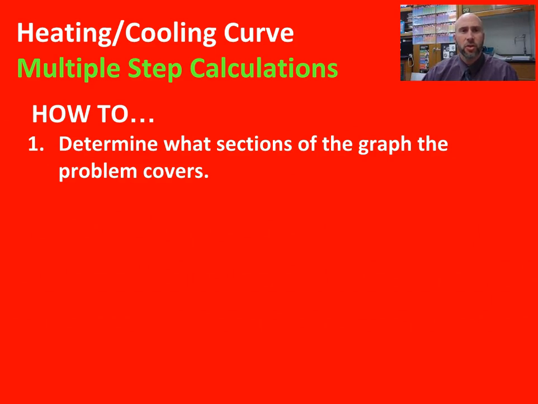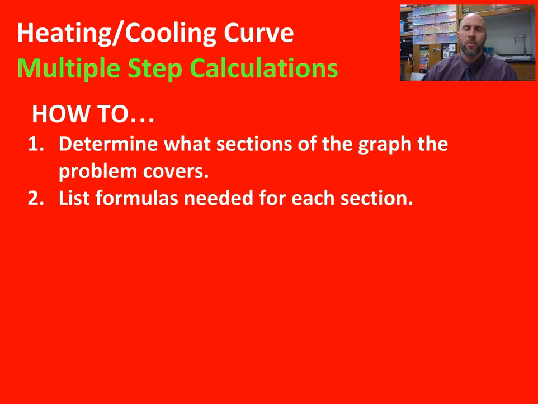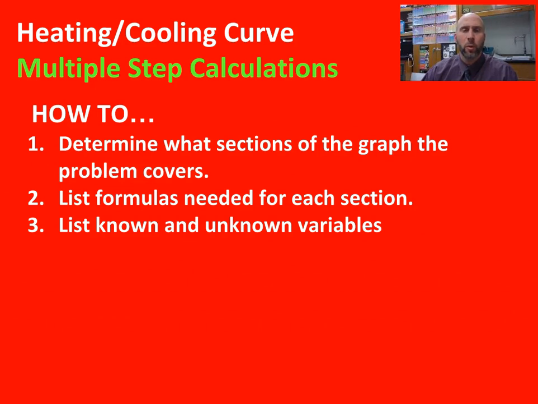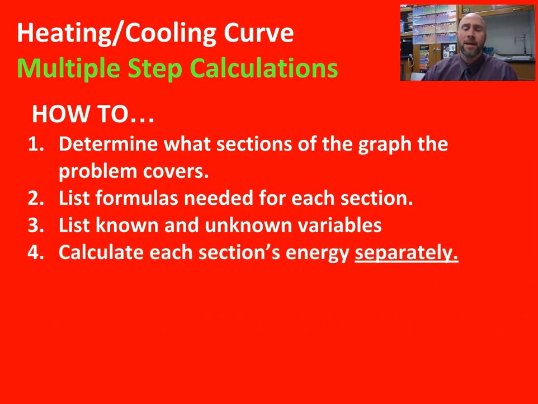The first thing you're going to do is determine what sections of the graph the problem covers. We're covering multiple steps of the graph that you saw in last night's notes. List the formulas that you're going to be needing for each section. List the known and unknown variables, just like you do in all of our other word problems, keep track of everything. Calculate each section's energy separately. That's very important. You've got to do each section individually. We'll do a sample so you can see.